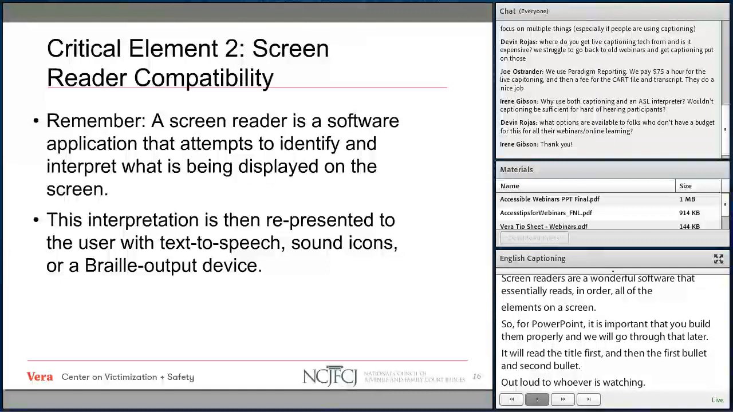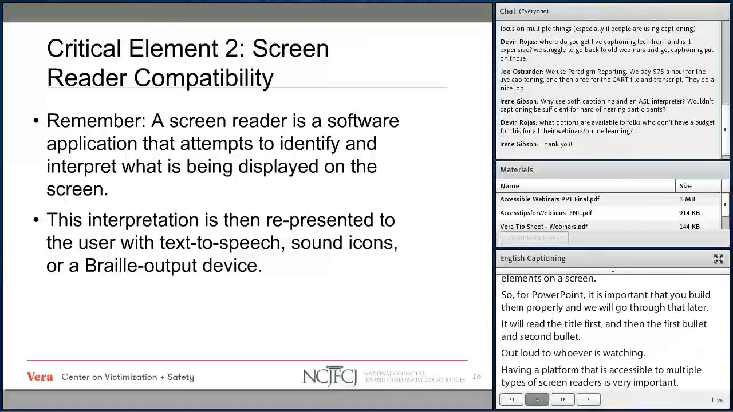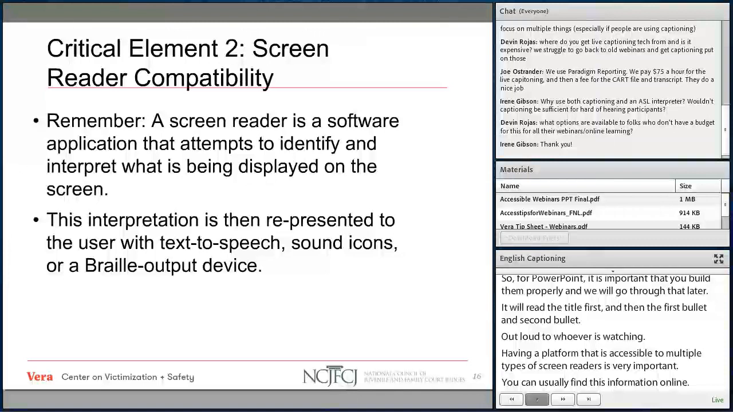You can usually find this information online. If a webinar platform does not state what screen readers it's compatible with, that's usually a good sign that it's just not compatible with any of them, which is never a good thing. It should list it out.